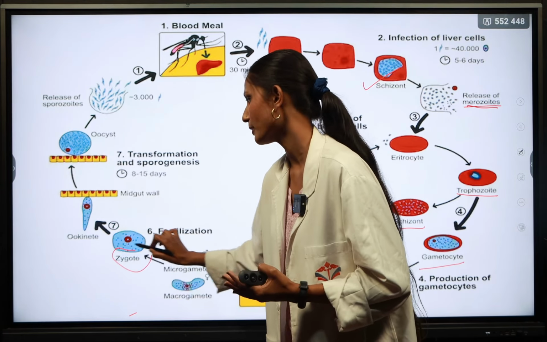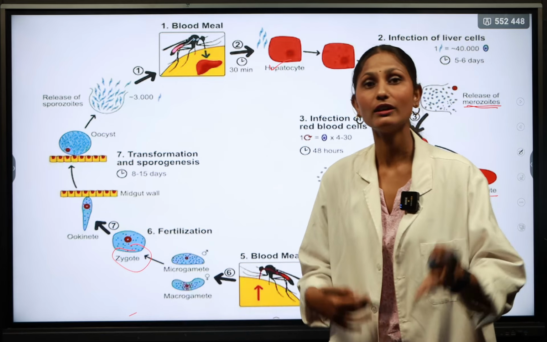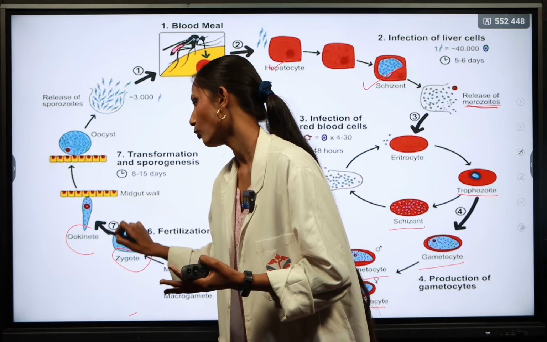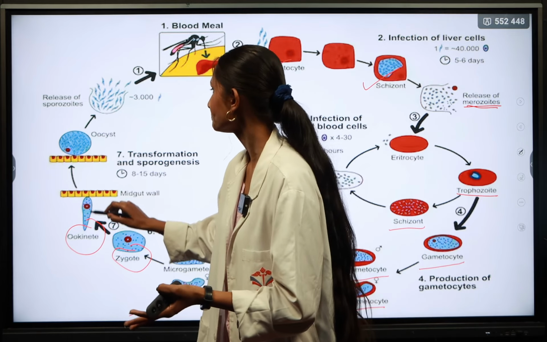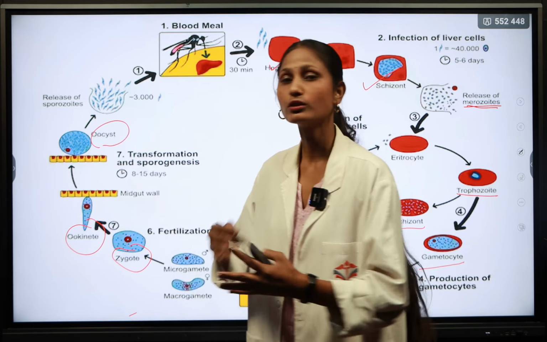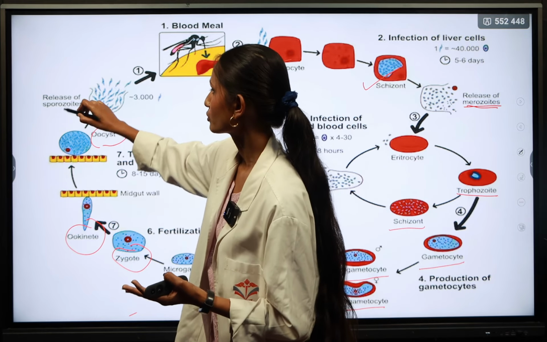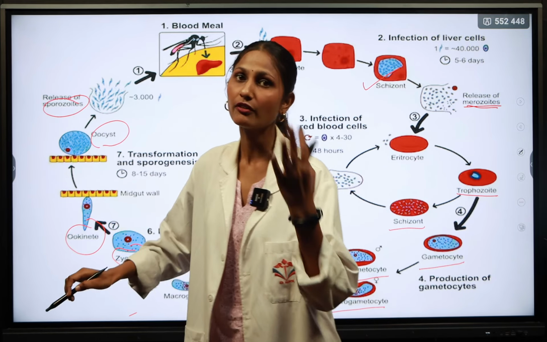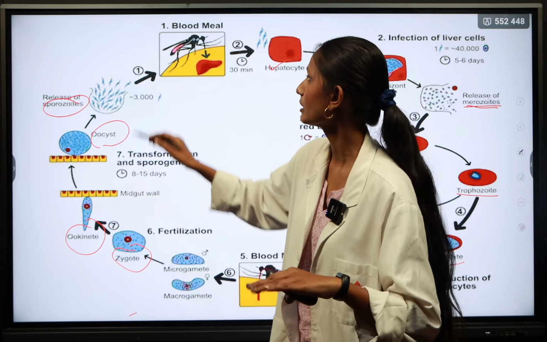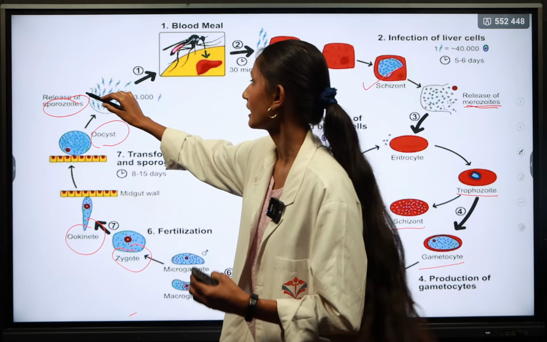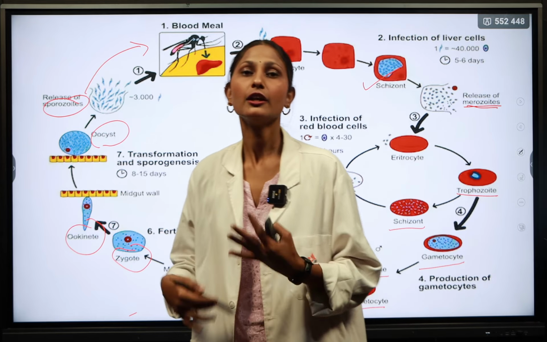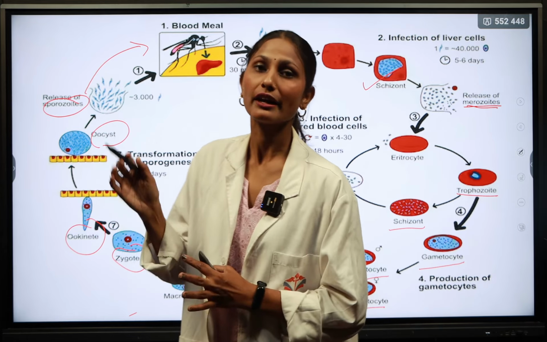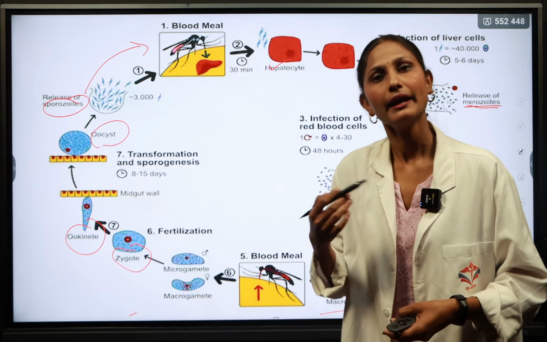There will be a zygote formation, and that zygote will develop into the motile ookinete, and this motile ookinete will develop into the oocyst, and this oocyst will again release the sporozoites. So the sporozoite is our first step. That sporozoite goes into the salivary gland of the mosquito, and that mosquito is ready to infect another person. In this way the malaria cycle takes place.